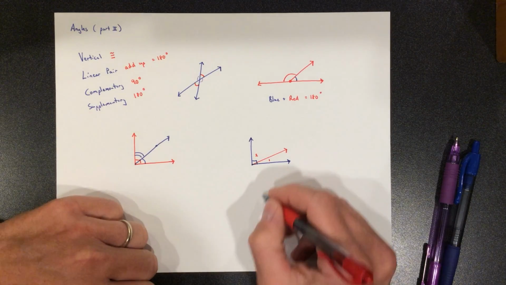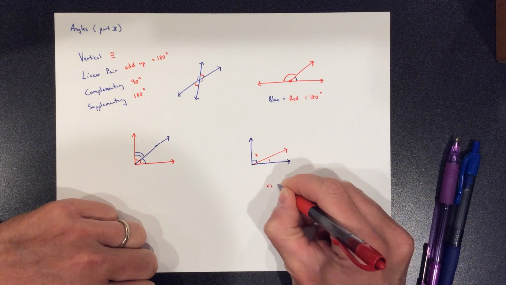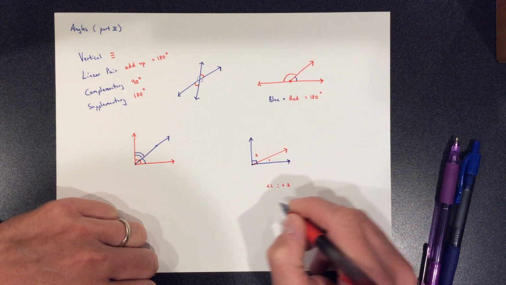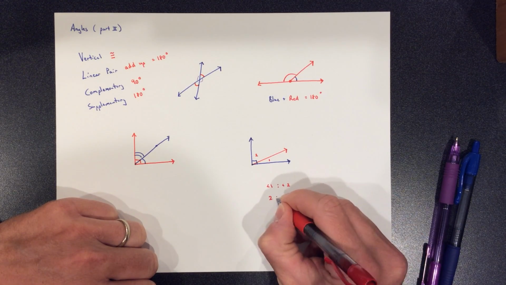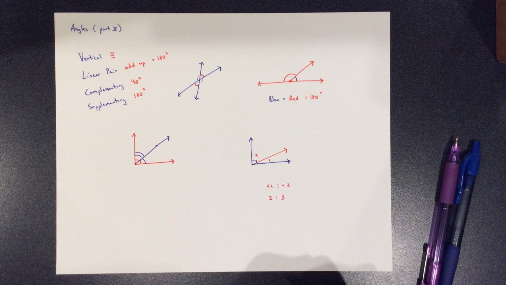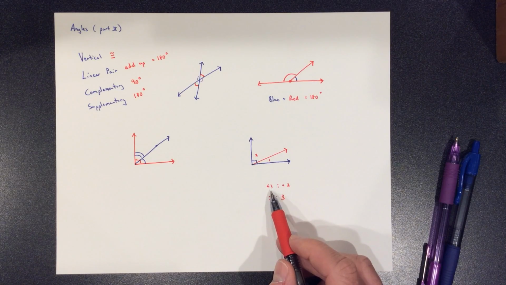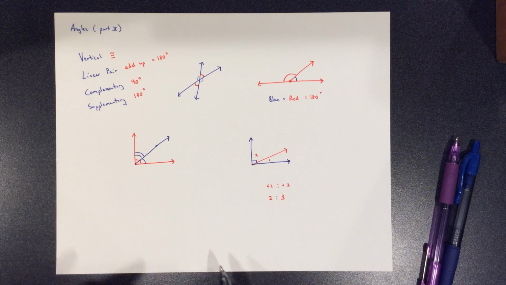I know that angle 1 is ratioed to angle 2. What if it was a 2 to 3 ratio? Meaning for every 3 degrees angle 2 has, this one has 2. I don't know what they are. Maybe it's 20 and 30. 4 and 6. Who knows?